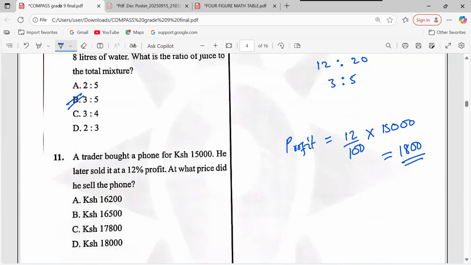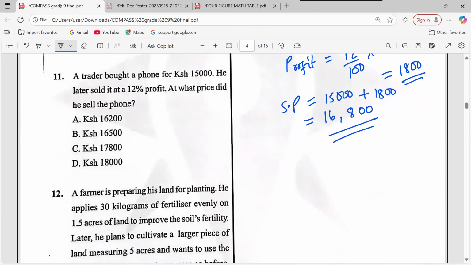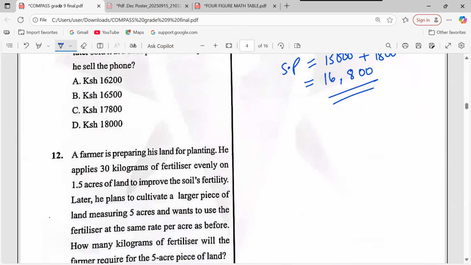But now we need a selling price, whereby selling price of this particular phone shall now be 15,000 plus 1800. So when we add, we get 16,800. 16,800. Very good working. Yeah, that's it.